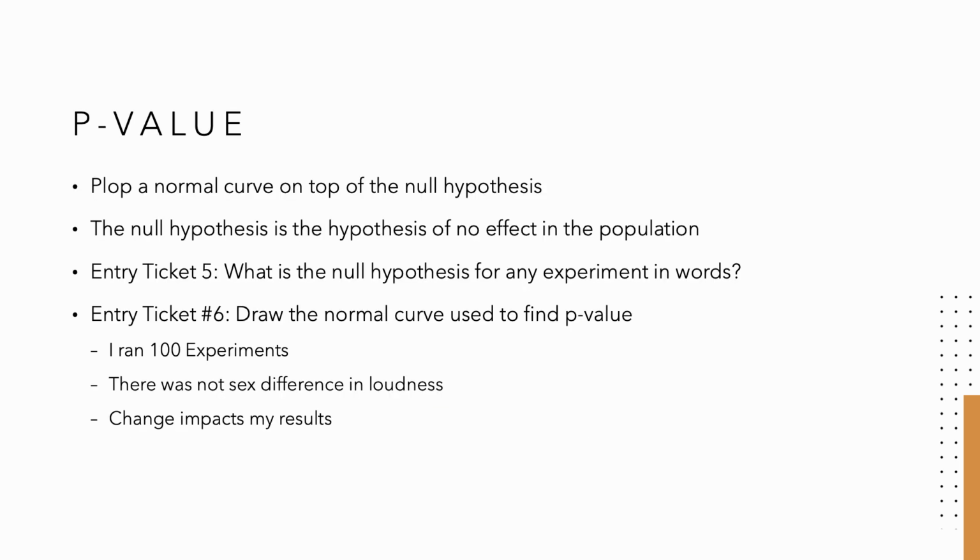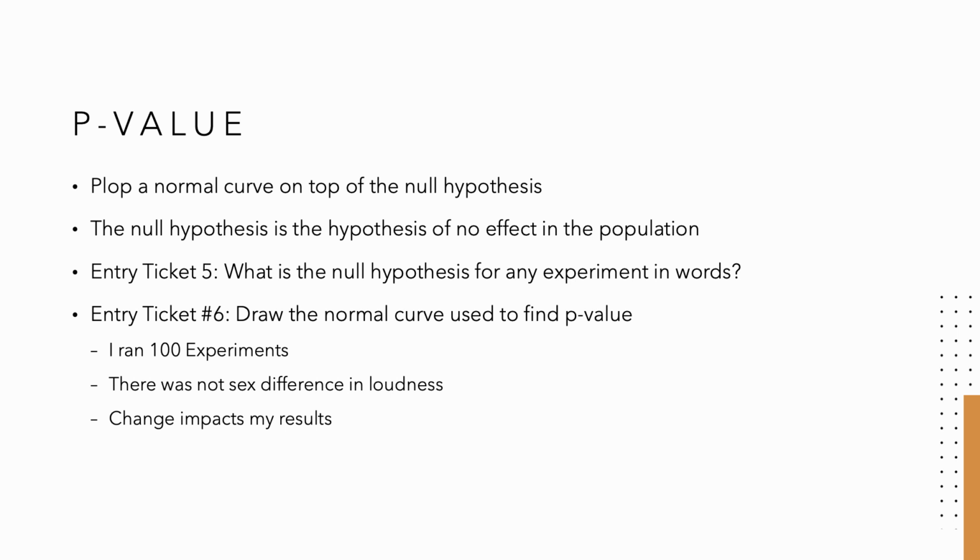Now, p-value uses a very similar idea. Essentially, you plop a normal curve on top of the null hypothesis. The null hypothesis is the hypothesis of no effect in the population. So for this example, it's the hypothesis of no sex differences in the population itself. So entry ticket number 5 is just I need you to define the null hypothesis. What is a null hypothesis?